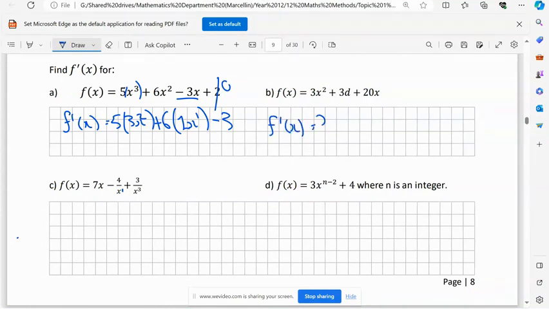F dash x, I'm going to leave the 3 out the front, so it becomes 2x to the 1. Now this one is a bit strange. What do we do with a different letter? We are diffing with respect to x. Any other letter becomes a constant. So even though it's like 3D, you can just pretend it's one big constant. What's the derivative of one big constant? 0. Don't forget we've got 20x at the back, so that derivative of 20x becomes 20. Okay, so just don't forget that one.